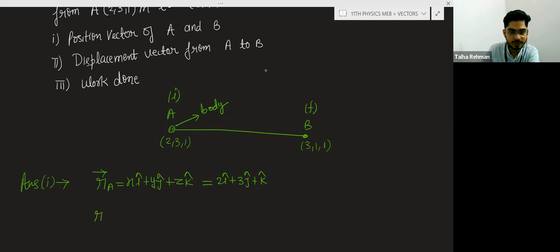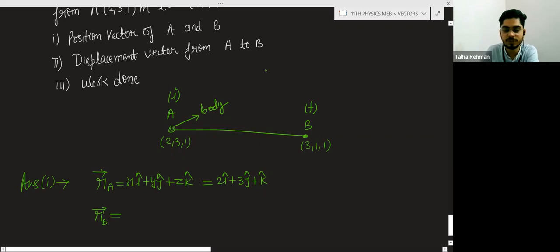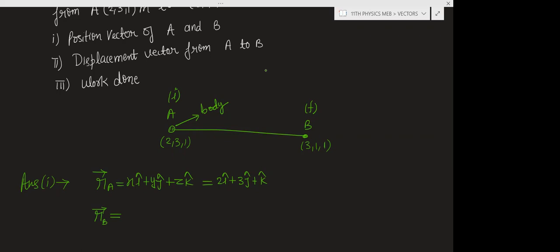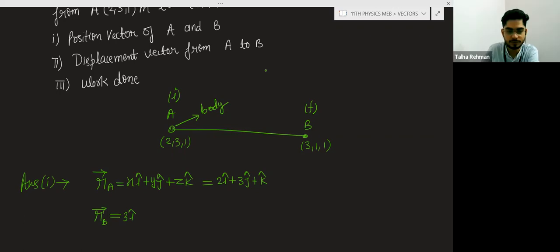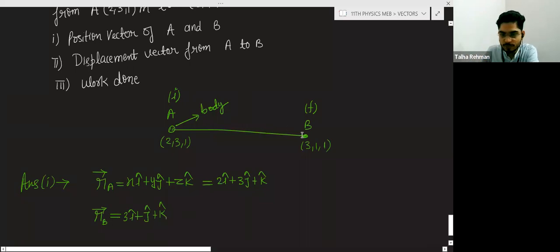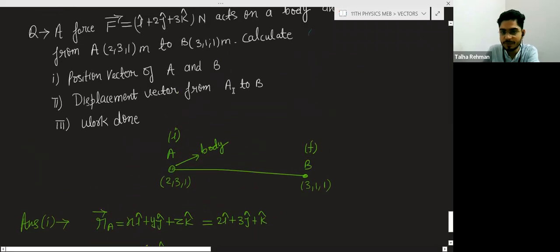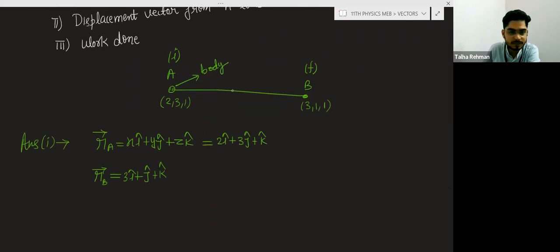So the position vector for point B is equal to. Just tell me what will be the value of the position vector for point B directly. 3i cap plus j cap plus k cap. Good. 3i cap plus j cap plus k cap. Now this body is moving from point A to point B. Now we have to calculate the displacement vector. Displacement vector from A to B.